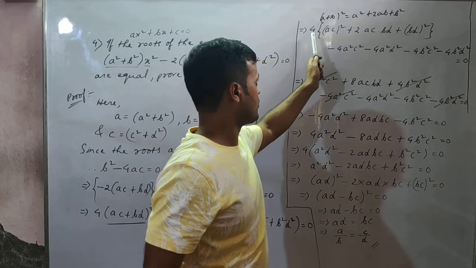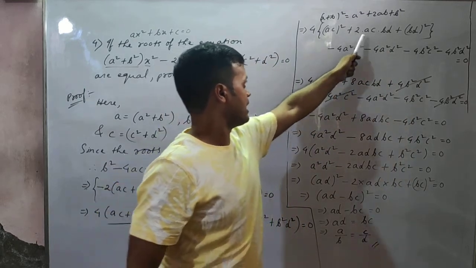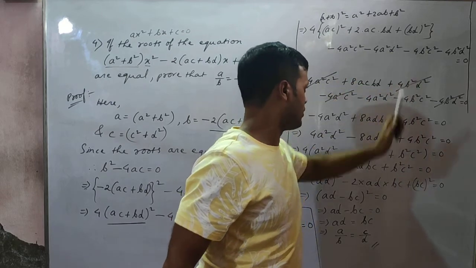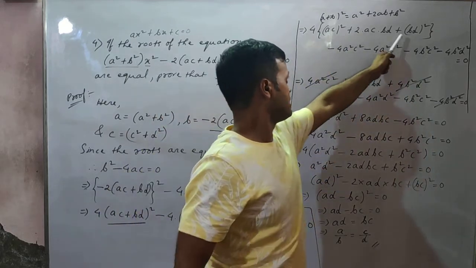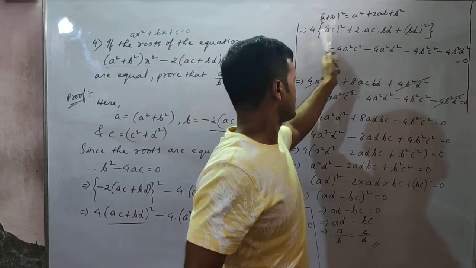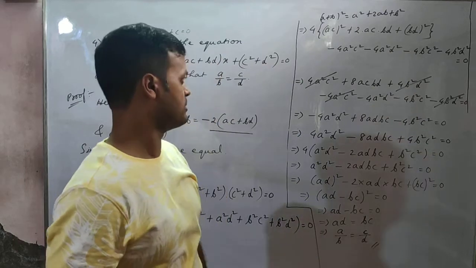And from outside 4 is there. 4 2s are how much? 8 AC BD. And this 4 will be multiplied with BD whole square. So it will become 4 into B square D square, isn't it? Because BD whole square means what? B square D square. So this 4 will be multiplied, so it will become 4 B square D square.